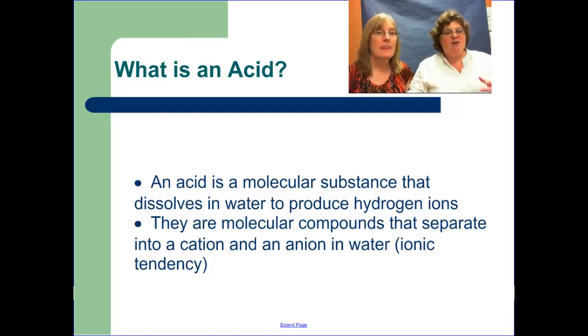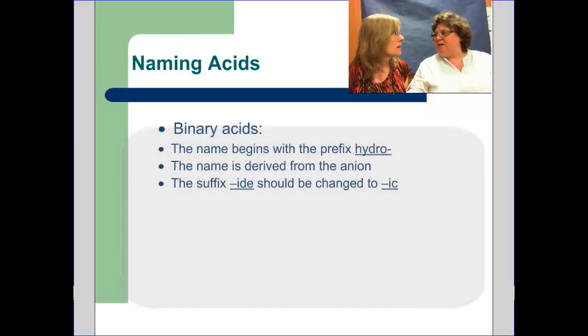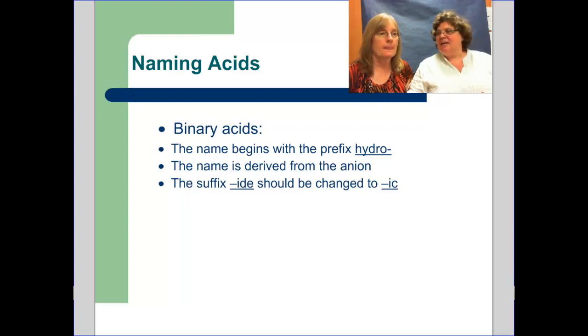Okay, so let's look at how we are going to try and name these acids. First of all, there's two types of acids. We've got binary acids and polyatomic acids, just like we had polyatomic and binary ionic compounds. A binary acid is going to be an acid that has only two elements. Not two atoms, two elements. So that would be something like HCl, hydrogen and chlorine. Together they make hydrochloric acid.